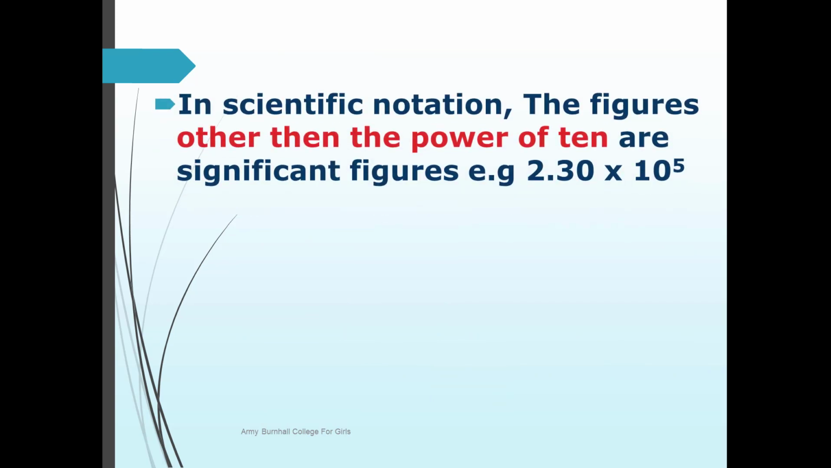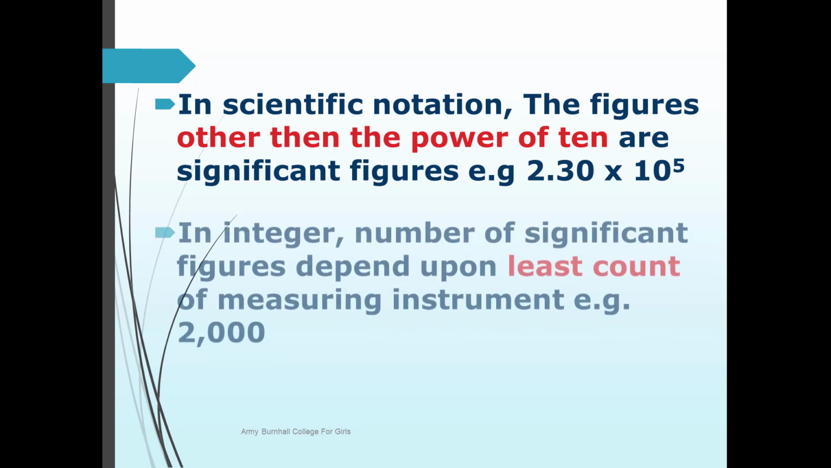In scientific notation, the figures other than the power of 10 are significant figures. For example, 2.30 times 10 raised to power 5. In this, 2.30 are significant and 10 raised to power 5 is non-significant. So we have three significant figures in this value.